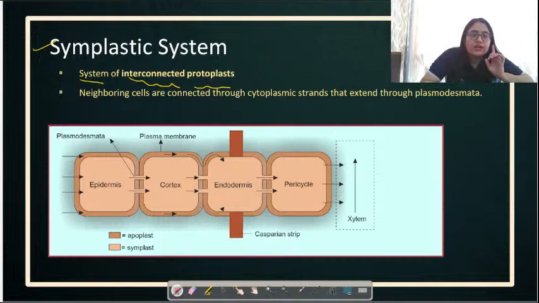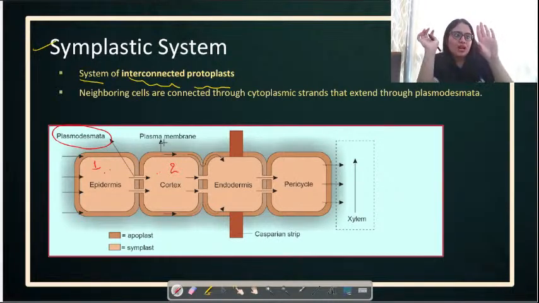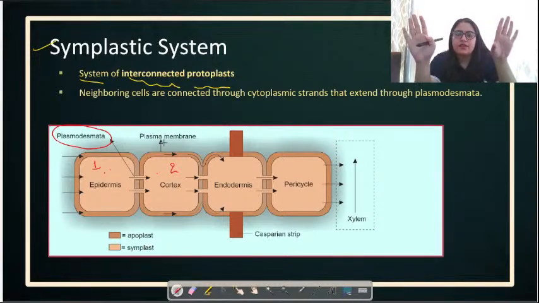Let me use red ink over here, my kids. So this is the protoplast of a cell present in the endodermis. This is the protoplast of a cell present in the cortex. The protoplasts are connected to each other with the help of a strand of cytoplasm that is present in the plasmodesmata. So here is the plasmodesmata connection, which connects the protoplast of one cell to another one.